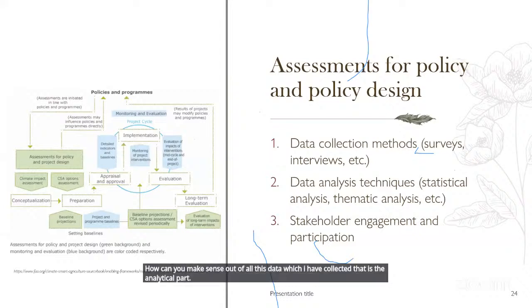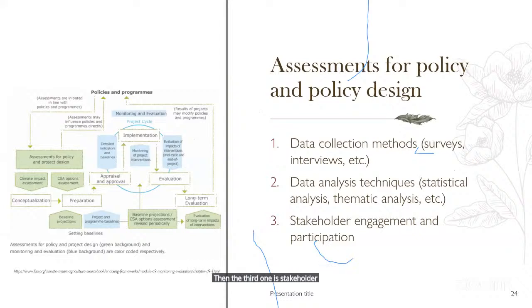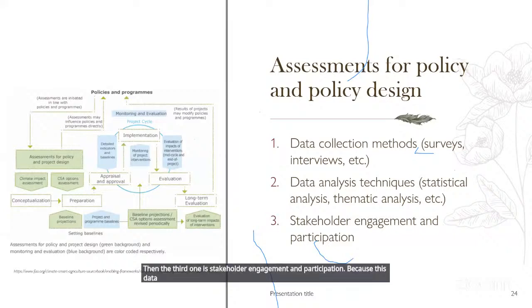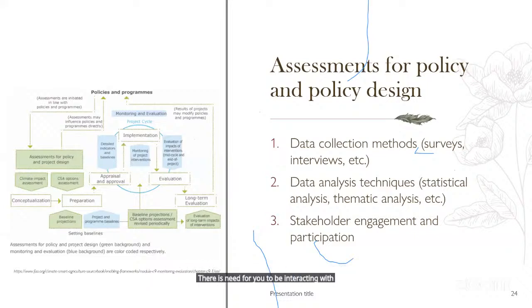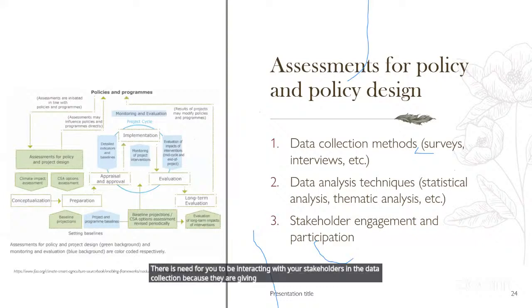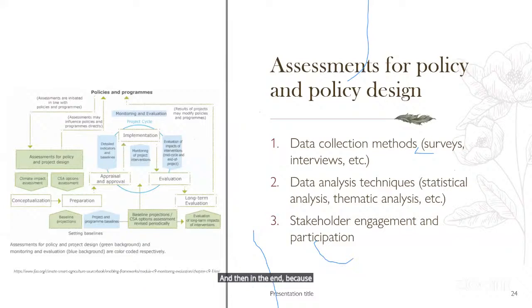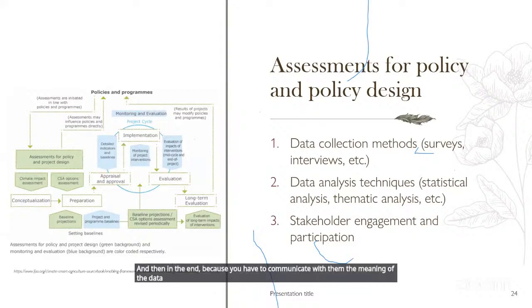Then the third one is stakeholder engagement and participation. Because if you don't have those stakeholders, then where are you going to get the data from? There is need for you to be interacting with your stakeholders in the data collection, because they are giving you the information, in the analysis because they have to confirm or deny certain outputs that you are coming out with, and then in the end, because you have to communicate with them the meaning of the data and the analysis that you would have carried out.